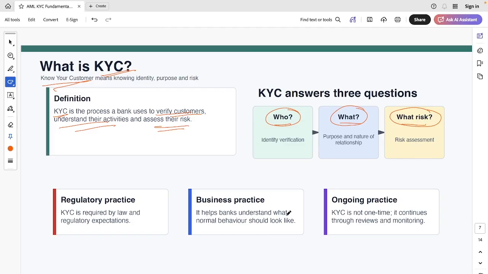KYC includes processes like customer due diligence, enhanced due diligence, customer risk rating, beneficial ownership check, screening, periodic review, and ongoing monitoring. KYC is not a one-time process. It continues through the customer relationship. Customer risk can change anytime, so that's why banks keep doing KYC checks on a regular basis.